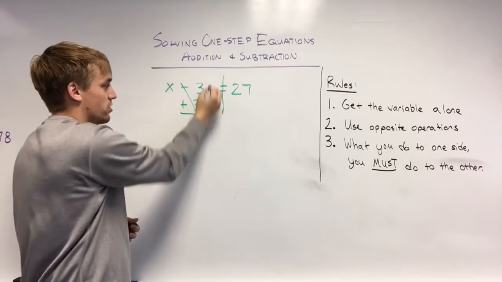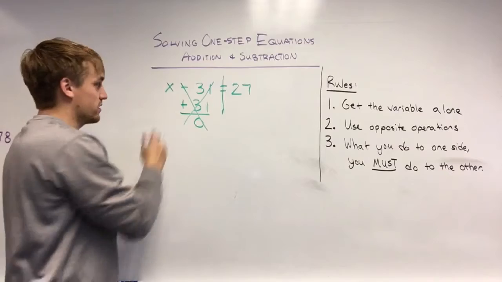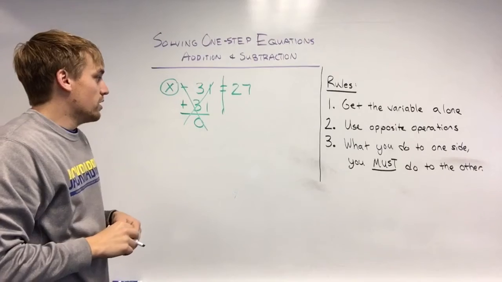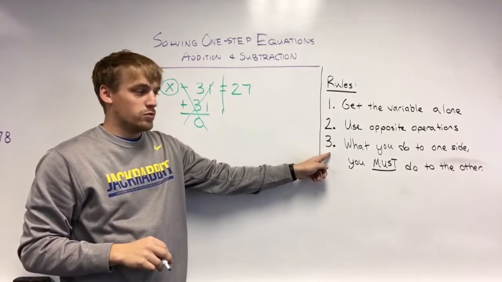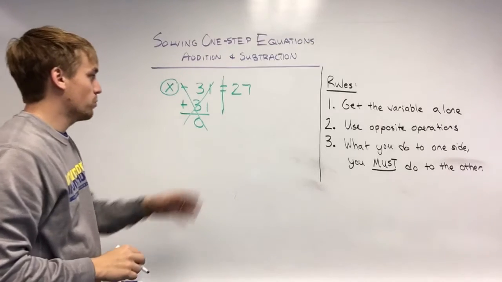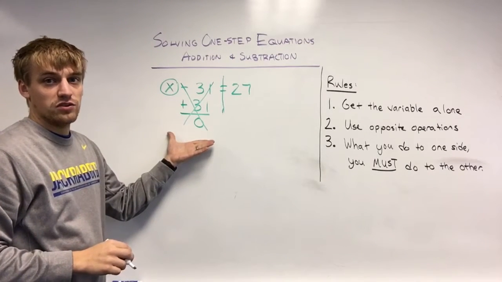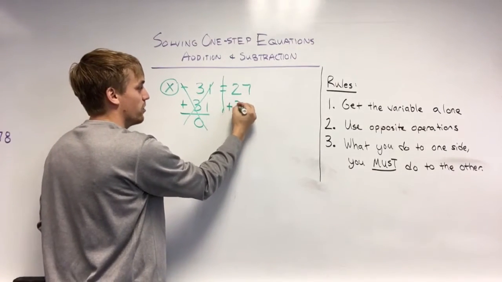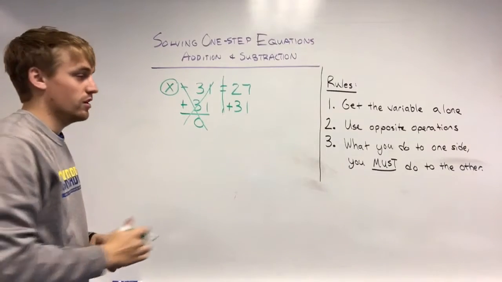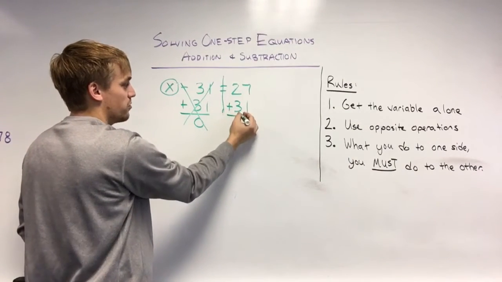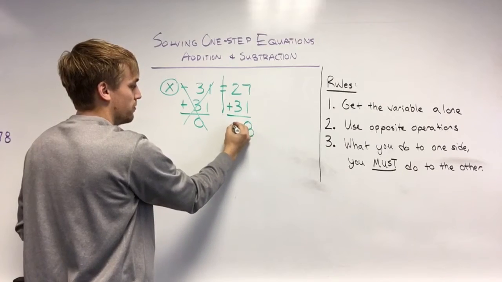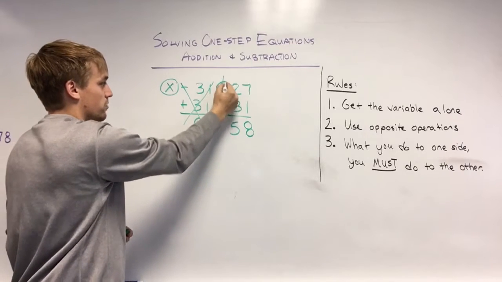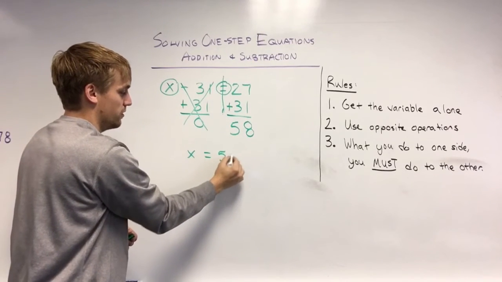So we can really just cross it off, which leaves us with x all by itself on this side of the equal sign. Now rule number 3 tells us what you do to one side, you must do to the other. Well, what did we do on the left side of the equal sign? We added 31. So we're going to add 31 to this side. So 27 plus 31 is 58. So our final answer is x equals 58.